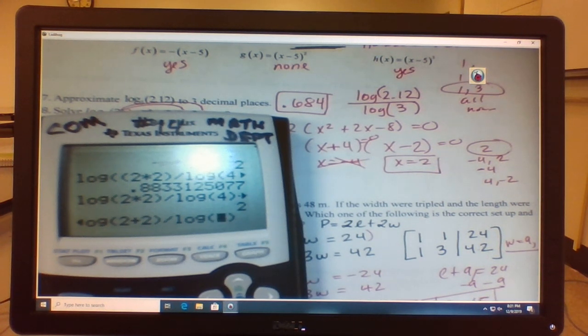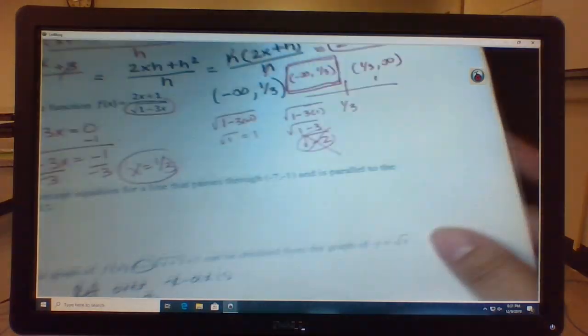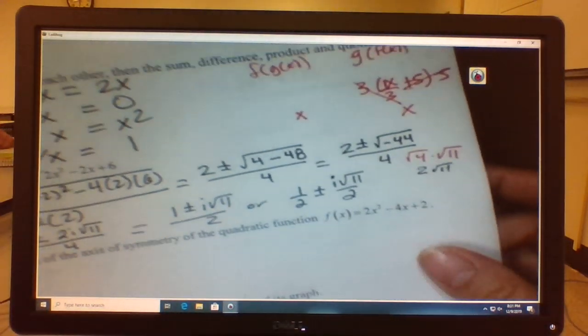Okay, can we move to the previous page? How many do we still have left? How do you find the axis of symmetry?